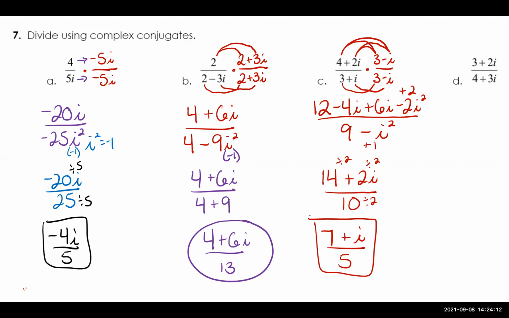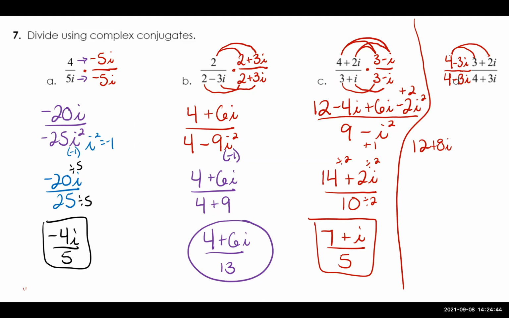And part D, don't have any space, so I'm going to write on the left side. I want to multiply by the complex conjugate of 4 minus 3i in the top and bottom. So in the top, we do the full FOIL. We have 4 times 3 is 12. 4 times 2i is 8i. Negative 3i times 3 is a negative 9i. And negative 3i times 2i is a negative 6i squared.